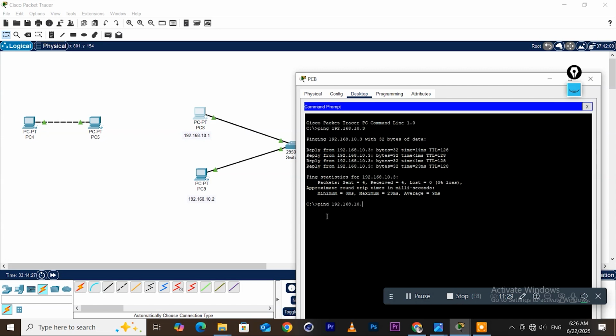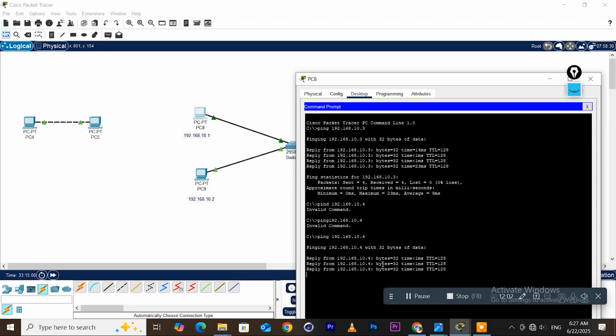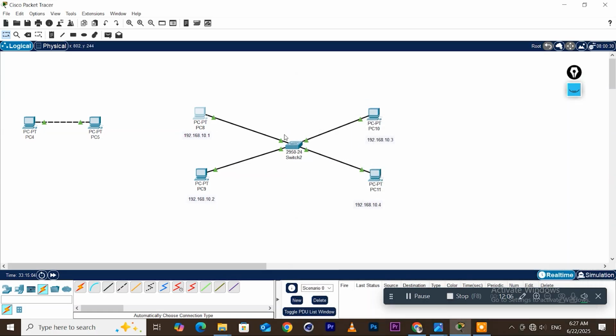Ping 192.168.10.4. What happened? Oh, wrong, I didn't spell the ping command well. Ping 192.168.10.4. Okay, I didn't enter it correctly, and as you can see, it is successfully pinging, meaning that once we connect our PCs in this manner to a switch, they will definitely communicate.